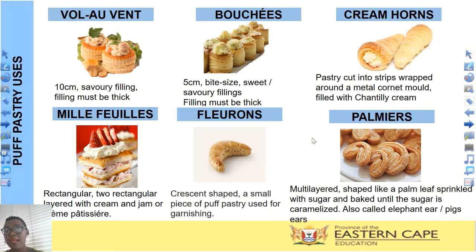Palmiers. Okay, very famous amongst every household. These are multi-layered pastry that is shaped into a palm leaf. You have your big layer of pastry, you sprinkle it with sugar, and then you roll it up and cut it. Once you've cut it, it comes out like a palm leaf, and it can sometimes be called pig's ears or elephant's ears.